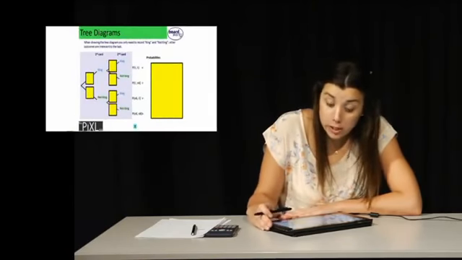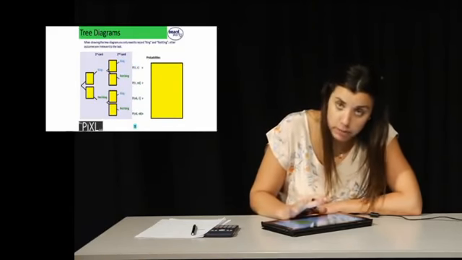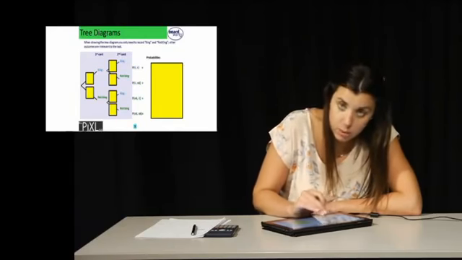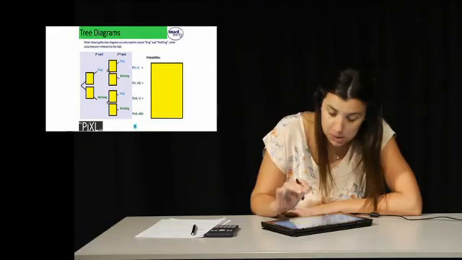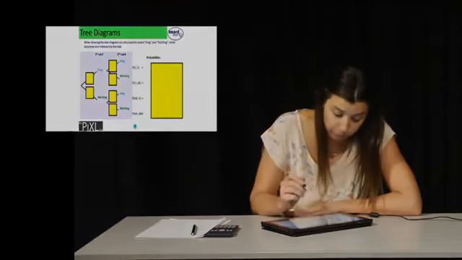If you look on your sheet, you've got a tree diagram ready to be filled in with the probabilities in the branches and then calculating the 4 different possible outcomes. I'm going to give you 2 minutes, off you go.